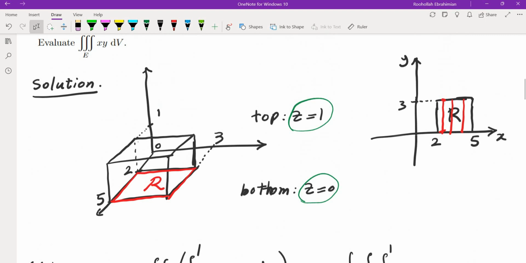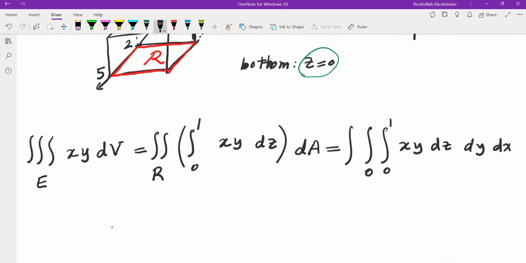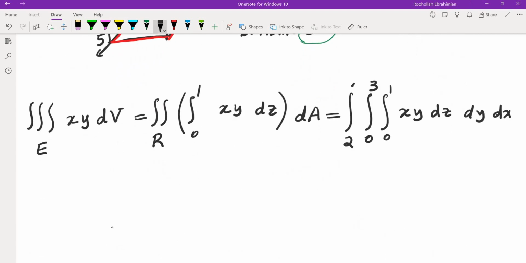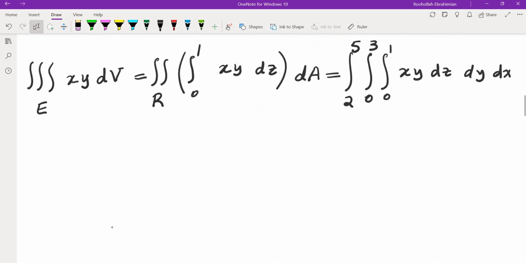So what are the limits of y? We'll have to look at the bottom of R and the top of R. Bottom of R is 0, top of R is 3. Then the smallest value of x is 2, and the largest value of x is 5. So we will take this triple integral, turn it into a double integral, and then use what we have learned about double integrals. So let's evaluate this integral.